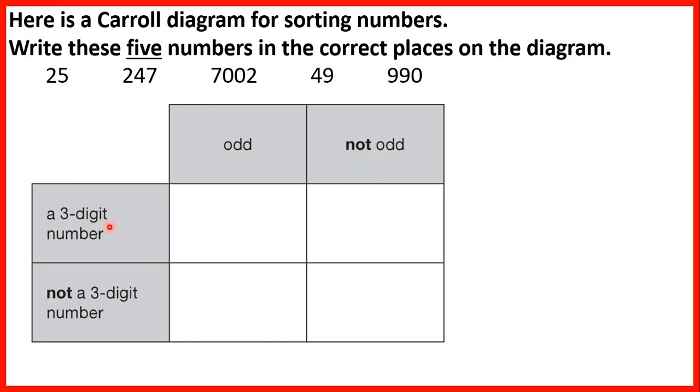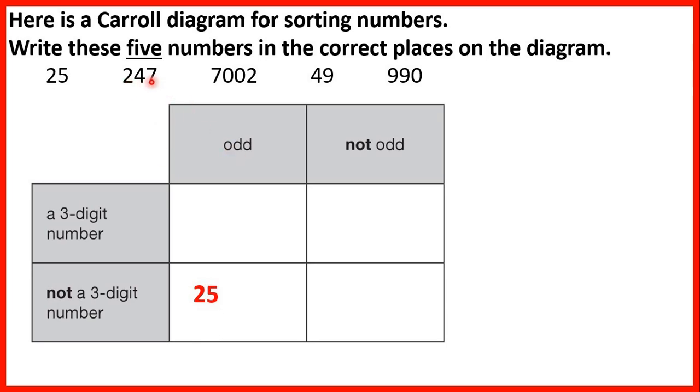We also need to know whether or not a number is a 3-digit number. So that's a number with a hundreds, tens and ones digit because that's 3 digits altogether. So first we have 25. That ends in a 5, so it's odd, and it's not a 3-digit number because the number 25 only has tens and ones, so only has 2 digits.